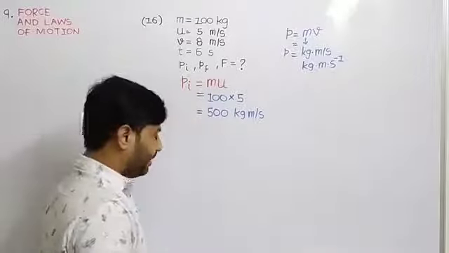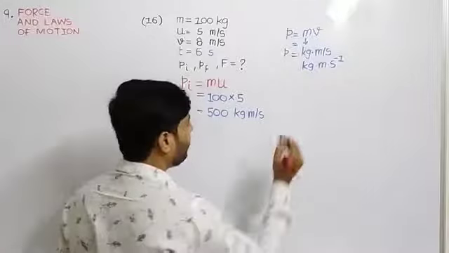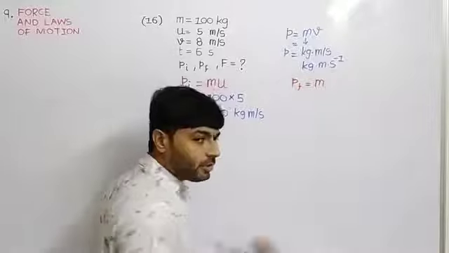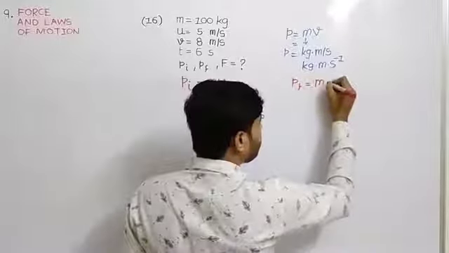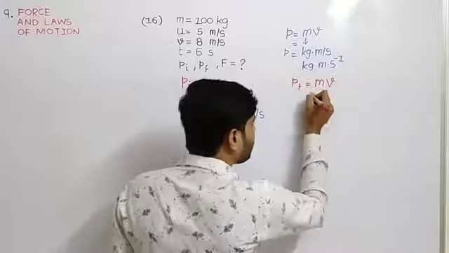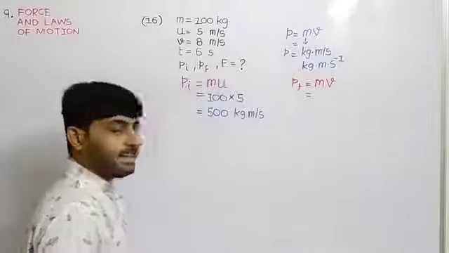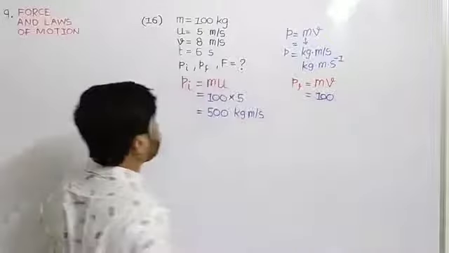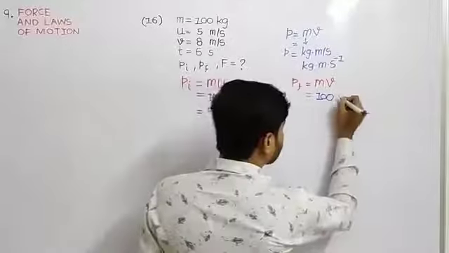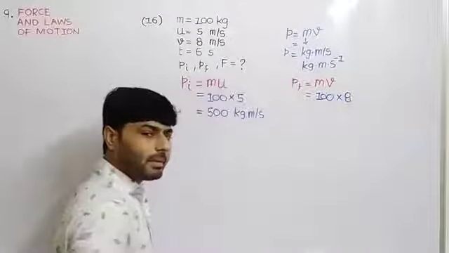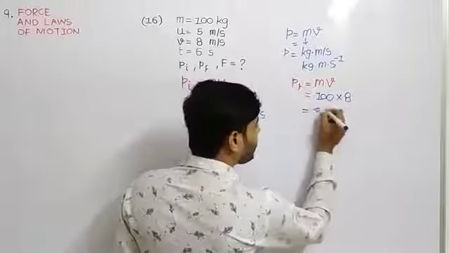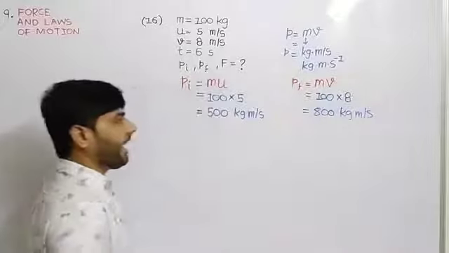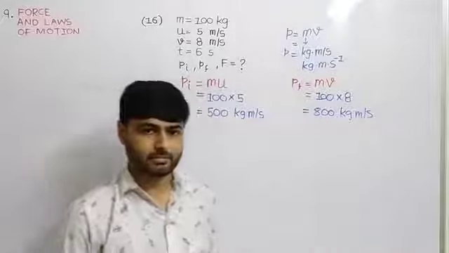In this way we can find final momentum as Pf. So I have Pf is equal to mass into velocity. But which velocity? That is final velocity. So here mass will remain same, that is 100 kg, and velocity is increased to 8 meter per second. So I will write 8 meter per second. So I have answer 800 kg meter per second as final momentum.